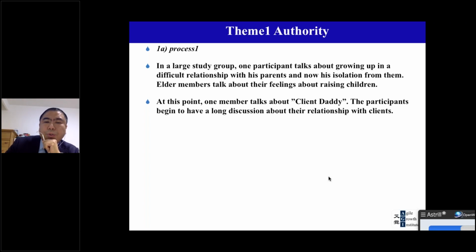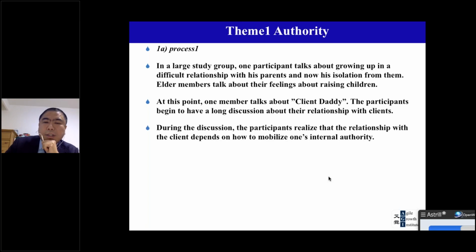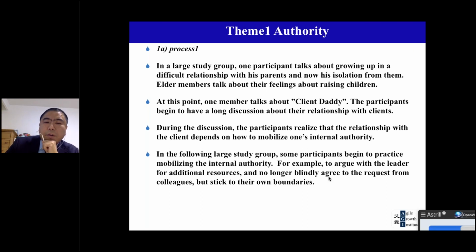So participants begin to have a long discussion about their relationship with client. During this discussion, the participants realize that the relationship with the client depends on how to mobilize one's internal authority. In the following large study group, some participants begin to practice mobilizing the internal authority. For example, some of them try to argue with leaders for additional resources and no longer blindly agree to requests from colleagues, but stick to their own boundaries.